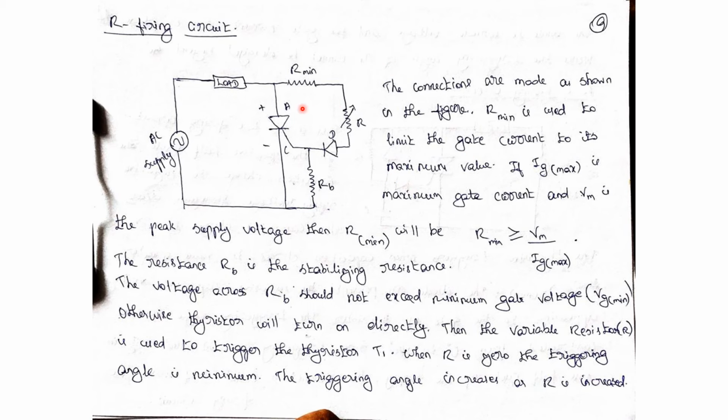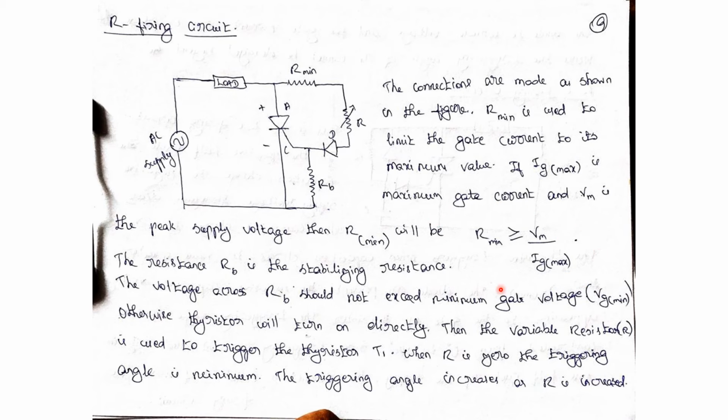Okay, and this is anode, cathode, and this one is diode. Now we'll see how we can walk through this one in the circuit. If R minimum, which is used to limit the gate current to its maximum value, then R minimum is greater than or equal to Vm by Ig max. Vm means maximum voltage, Ig is gate current maximum.